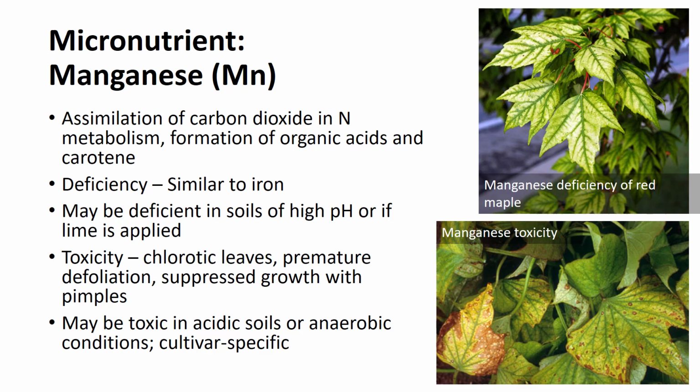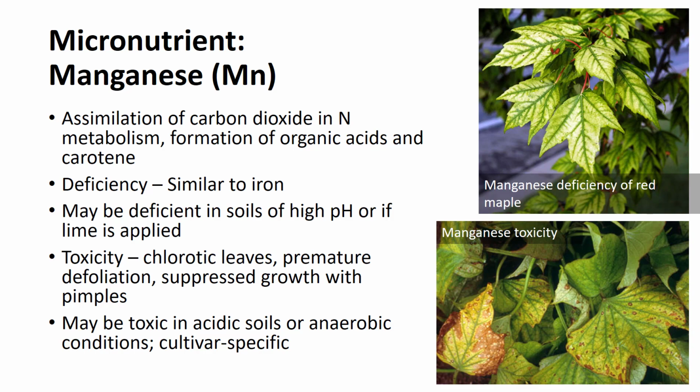Manganese, Mn, is needed for assimilation of carbon dioxide and nitrogen metabolism and for the formation of organic acids and keratin. It may be deficient in soils of high pH or if large quantities of calcareous materials have been used as a soil amendment. The deficiency symptoms are similar to those for iron.